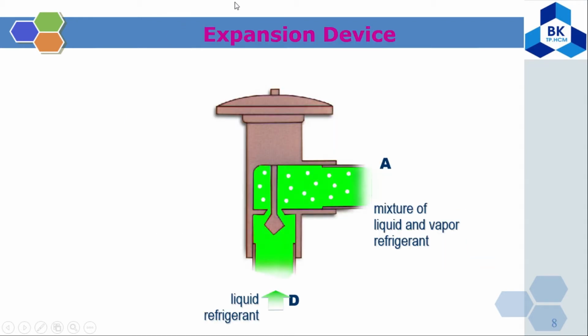The fourth device we call the expansion device. The liquid refrigerant after the condenser goes into the valve or expansion device, and it will reduce the pressure. It becomes the mixture of liquid and vapor refrigerants at state A. And at state A, it goes into the evaporator, and the cycle continues.